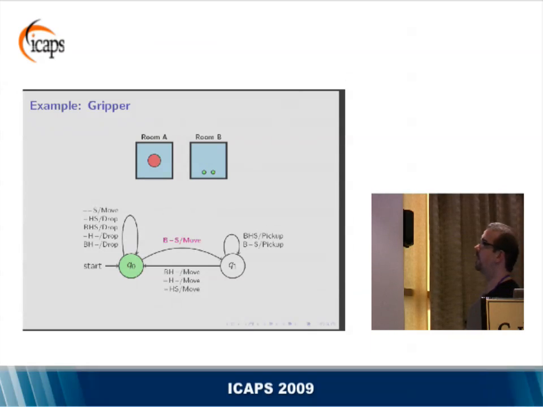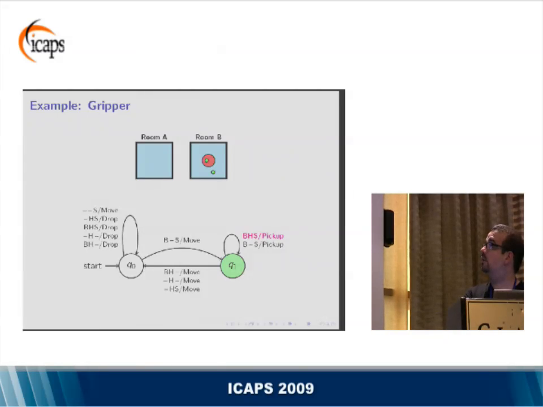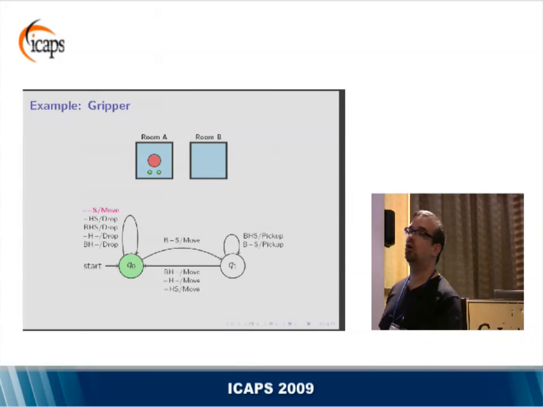So we were able to compute that controller here. That controller basically goes to the room with balls, picks up as many balls as it can, and then goes back to A, and then drops all the balls. And that controller actually solved the problem for every number of balls and for a gripper of an arbitrary capacity. All right?